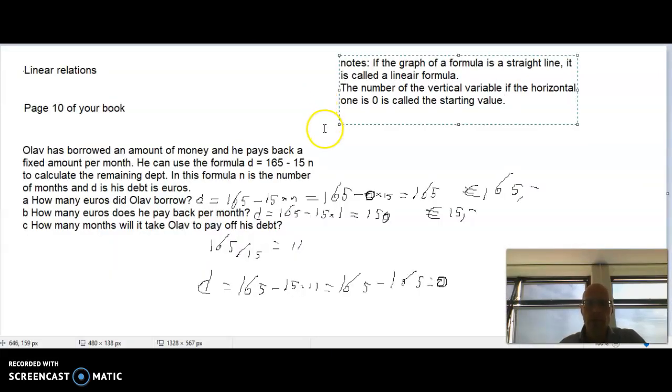Okay. And besides those two notes, I also would like to ask you to do question 2. So homework part 2, do question 2 on page 10.